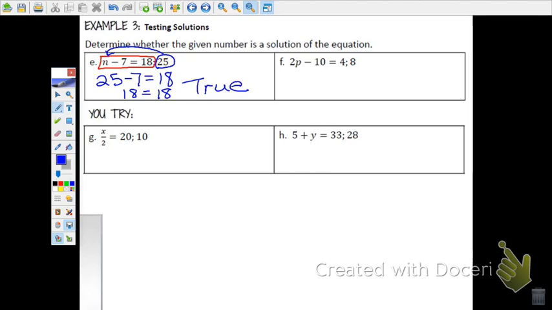So with this next one, I'm going to put 8 in place of the P. Use your grouping symbol or your parentheses. So 2 times 8 gives me 16. Minus 10 is 6. Okay? 6 isn't equal to 4. Okay? So it is false. Okay? 8 is not the solution.